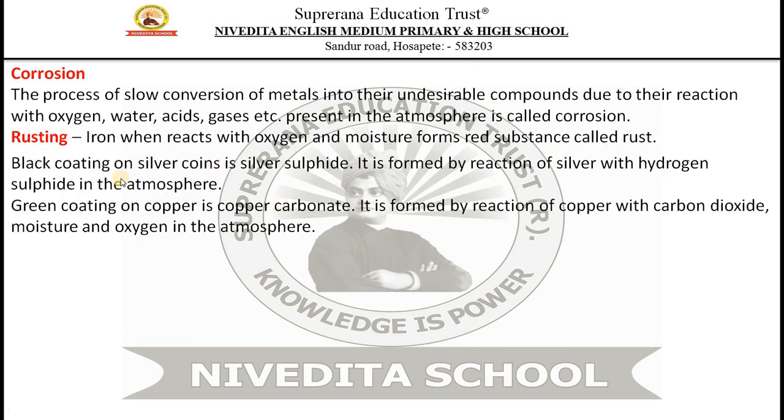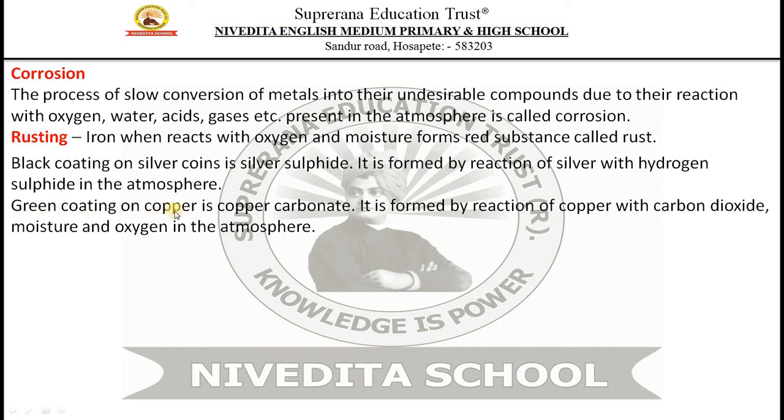The other example is the black coating on a silver coin, which is silver sulfide. It is formed by a reaction of silver with hydrogen sulfide in the atmosphere. Any girls might be wearing anklets on their legs, right? After some days you can see a black coating on it. What is that? The silver reacts with hydrogen sulfide in the atmosphere, and that's why a black coating forms on it.